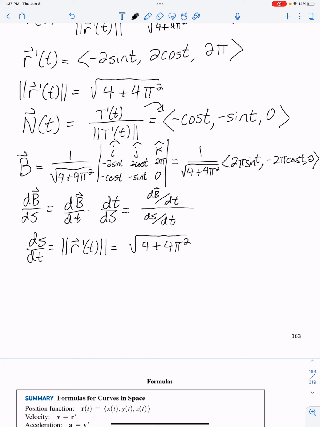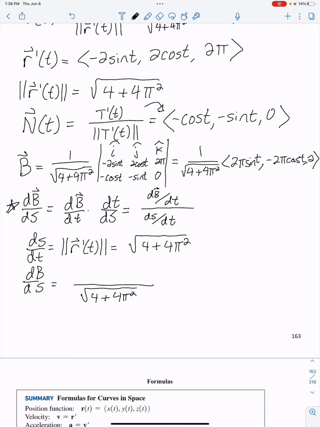All right, so we have that. Then we also need dB dt. And we can use our definition, dB ds. We can use the definition that we just came up with here. Okay, so I need dB dt. All right, and it's going to be over that. So I got over 4 plus 4 pi squared.